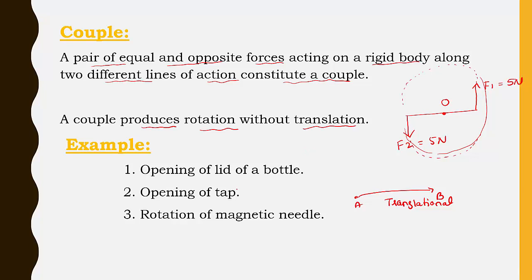For example, opening the lid of a bottle. When you want to open the lid of the bottle, you can observe you are applying a couple of force with your two fingers. Your thumb and forefinger act in opposite directions. That is a couple of force. Opening a tap is another example. When you want to open any tap, you use two fingers that are acting in opposite directions.